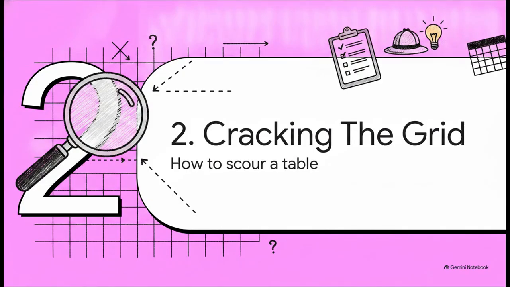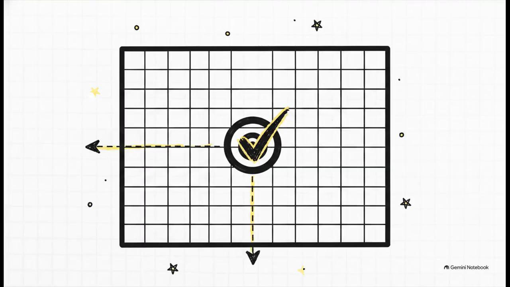Which brings us to Section 2, cracking the grid. How to scour a text or table. When you encounter a table or graph, you've got to stop reading it like a traditional paragraph. You can't just start at the top left and read word by word to the bottom right. It doesn't work that way. Instead, you need to start scanning the X and Y axes for exact clues. Think of it like a treasure map grid. You find your target on the vertical column, trace your finger across to the horizontal row, and boom, right where they intersect, you've pinpointed your exact undeniable fact.